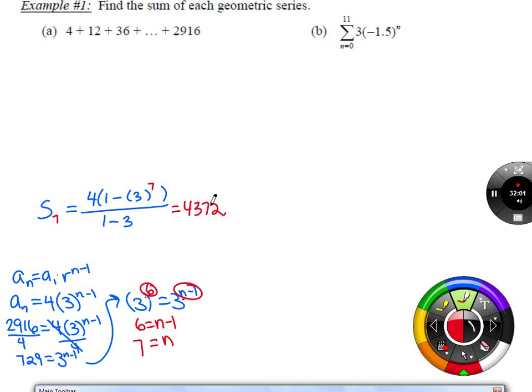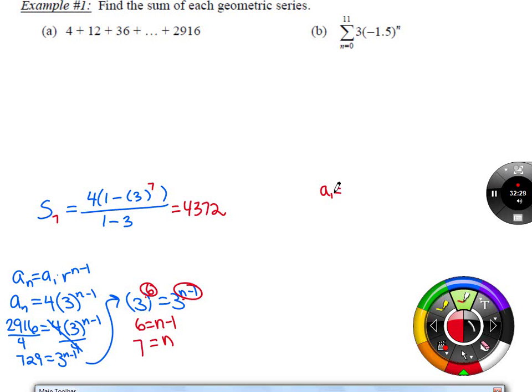All right, so looking at part B, same idea, but with sigma notation, which some of you don't like, so I just want to make sure that we're okay with it. We said before we need the first term, the ratio, and the n. So first term, how do we get it from this sigma notation?